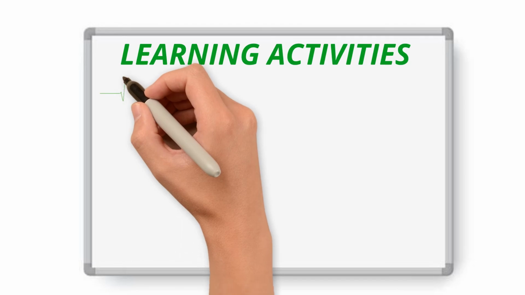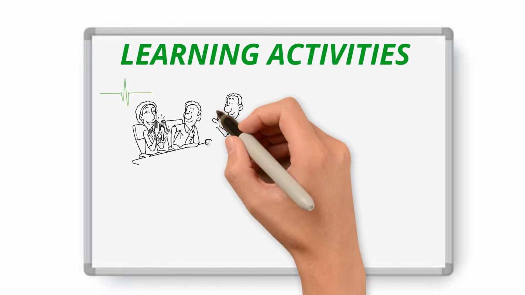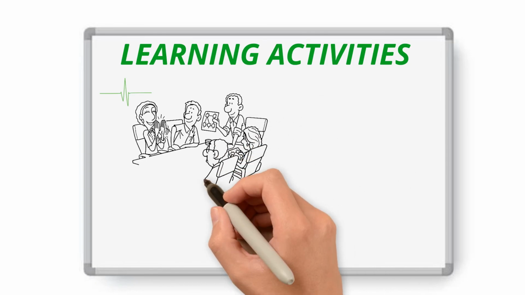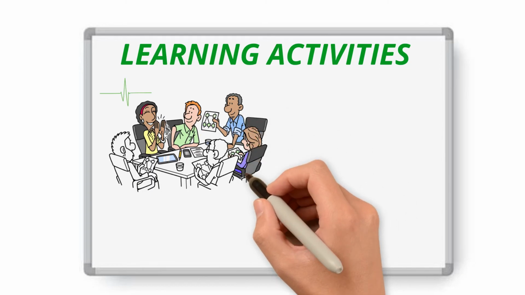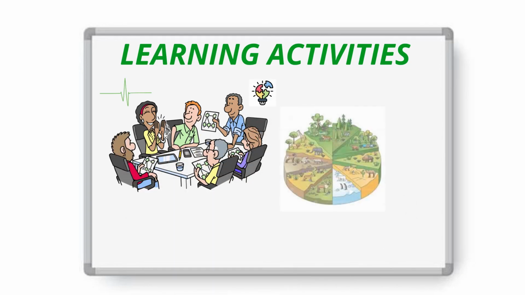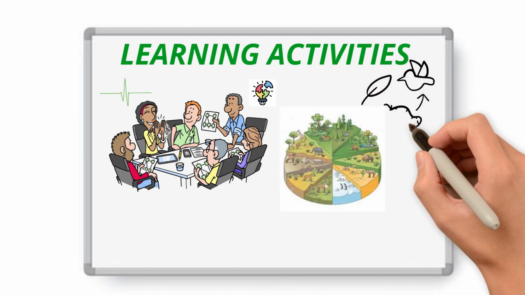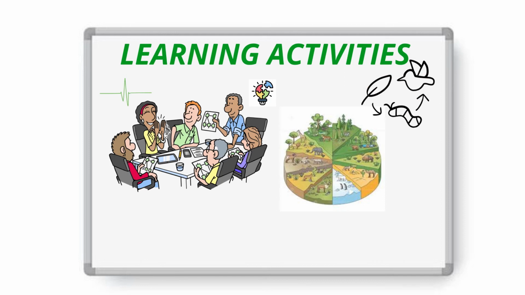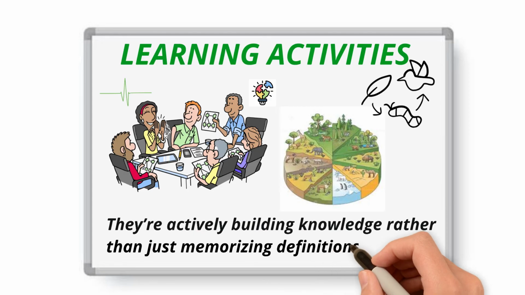2. Learning activities. Activities are the heartbeat of the lesson. These are the tasks that bring learning to life. Instead of just lecturing, a teacher might organize group discussions, role plays, experiments, or problem-solving exercises. For example, in a science class on ecosystems, students could create a mini food web with pictures of animals and plants. This way, they're actively building knowledge rather than just memorizing definitions.